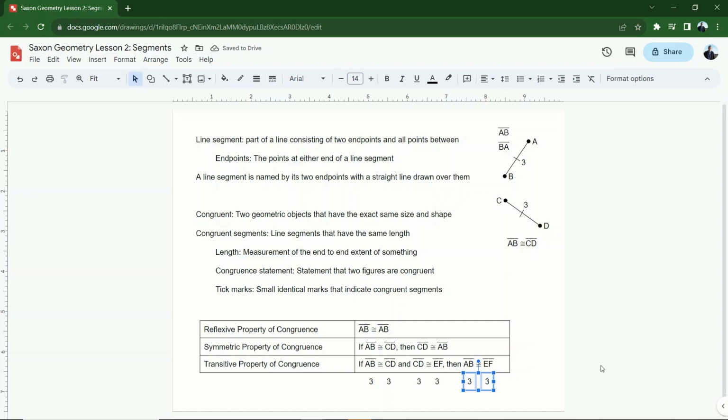So if AB is congruent to CD and CD is congruent to EF, one segment's congruent to another, that second segment is congruent to a third, then the first segment has to be congruent to the third segment. That's the transitive property of congruence. All right, we're going to move on to some more topics in the line segments chapter in the next video.